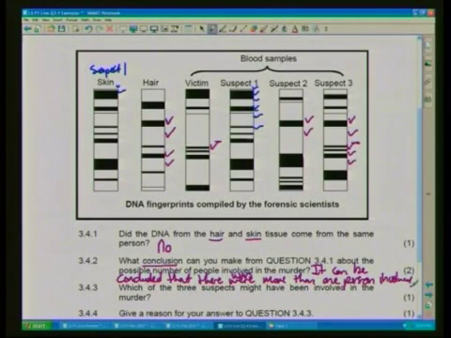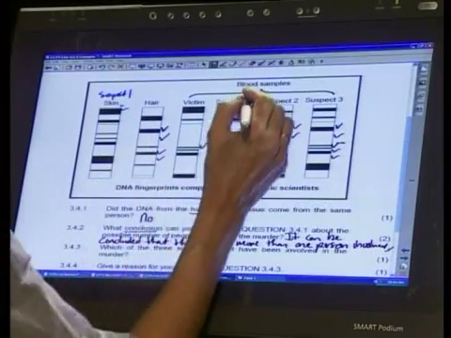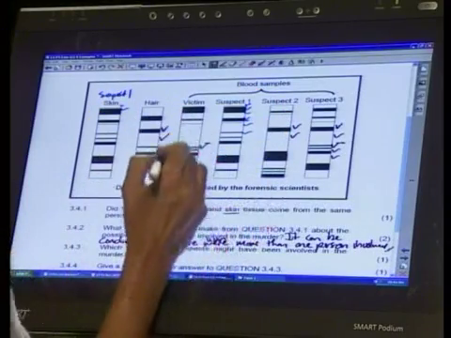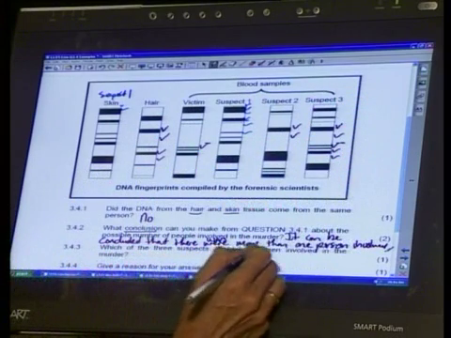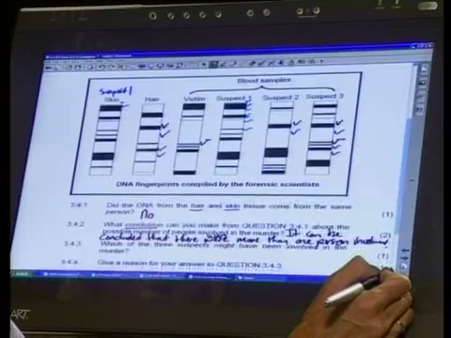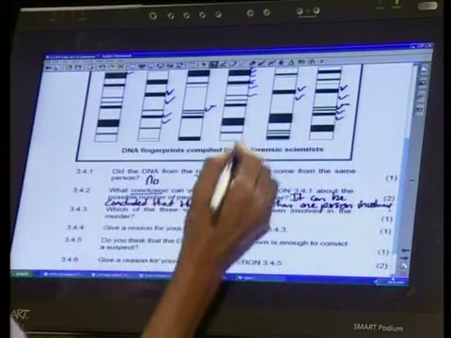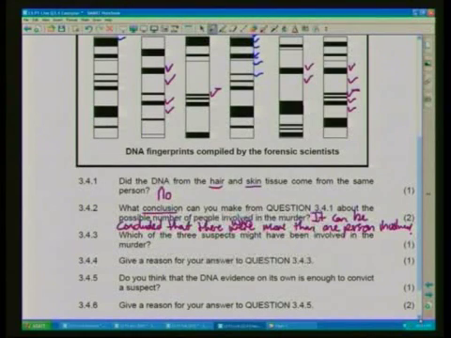Okay, how do we know this? Because from the skin sample, suspect 1, and from the hair sample, suspect 3. Which of the 3 suspects might have been involved in the murder? And here we can say victim, at least suspect 2, and at least suspect 1 and suspect 3.